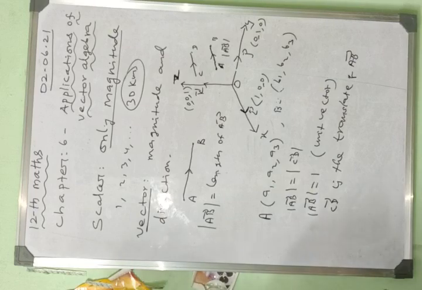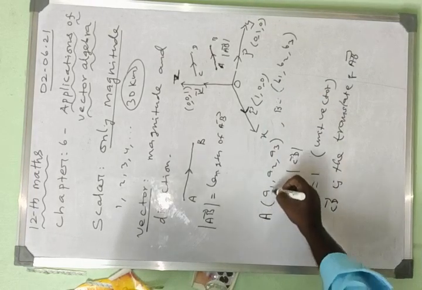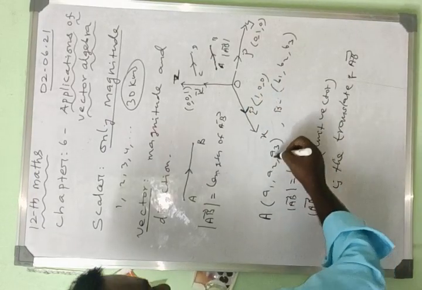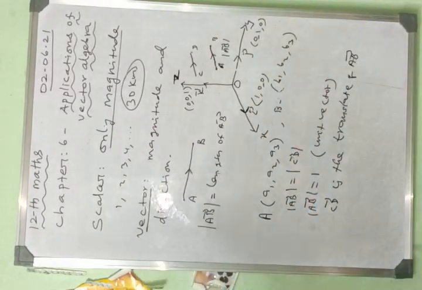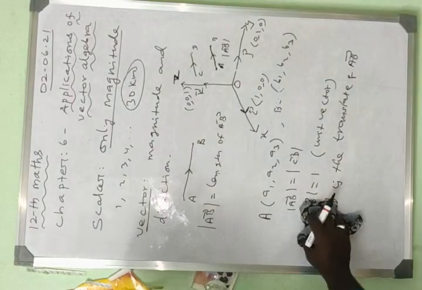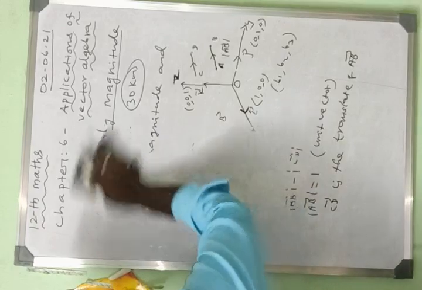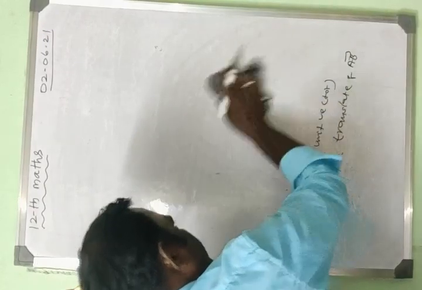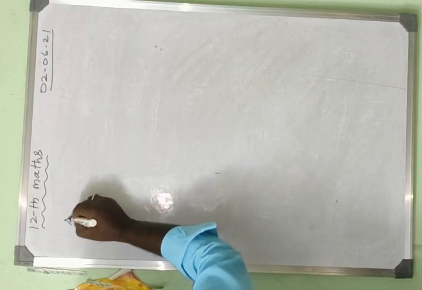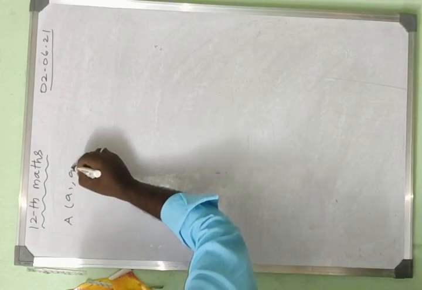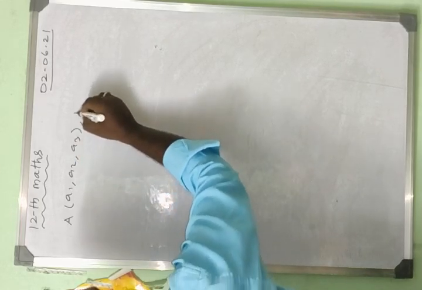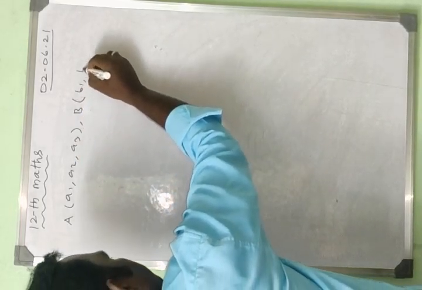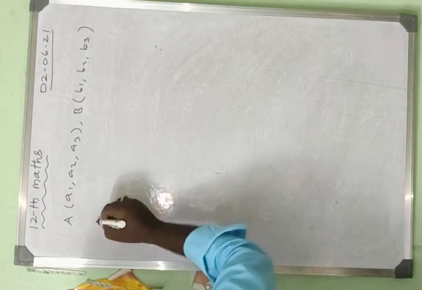Next we want the distance of AB. Suppose A is equal to A1, A2, A3; in three dimensions we take A1, A2, A3 and B1, B2, B3 like this. How to find the distance of AB? So A equals A1, A2, A3, and the B point we take as B1, B2, B3. What is the distance of AB?